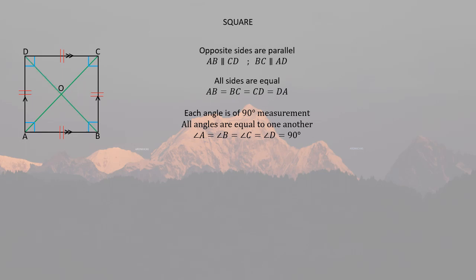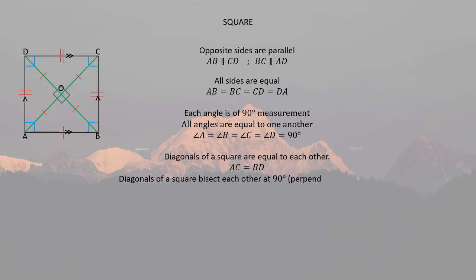AC is a diagonal and BD is a diagonal. They intersect each other at O. And the diagonals are equal for a square. So AC equals BD. And these diagonals bisect each other at 90 degrees. So diagonals of a square bisect each other at 90 degrees. We can call them perpendicular bisectors.